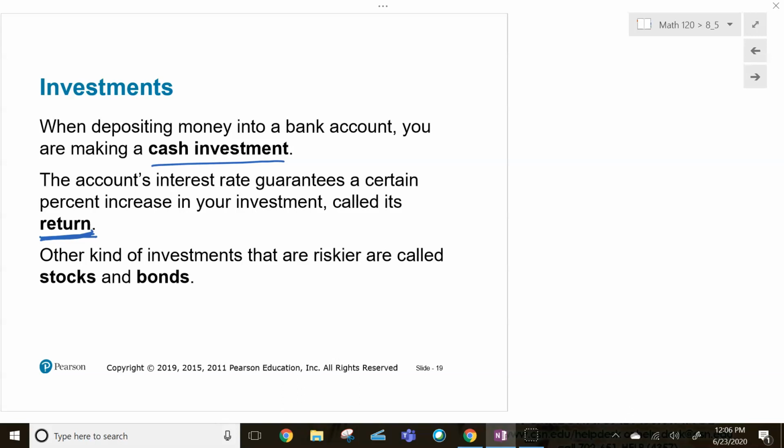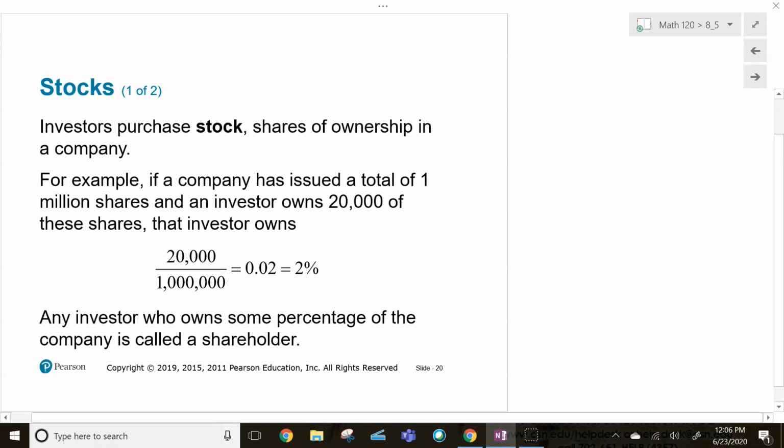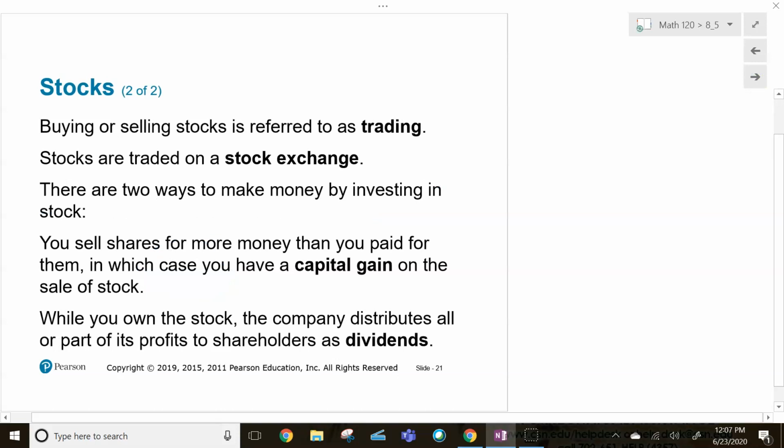So stocks have some risk, bonds, but they also have higher payout. So investors purchase stock, which are shares of ownership in the company. For example, if a company has 1,000,000 shares, and you own 20,000 out of the million, you have 2% ownership in that company. If you buy or sell stocks, you're a trader, you're trading. Stocks are traded on the stock exchange.